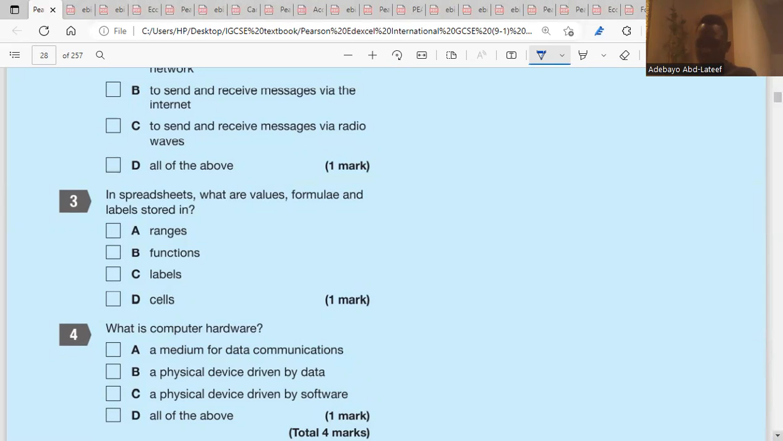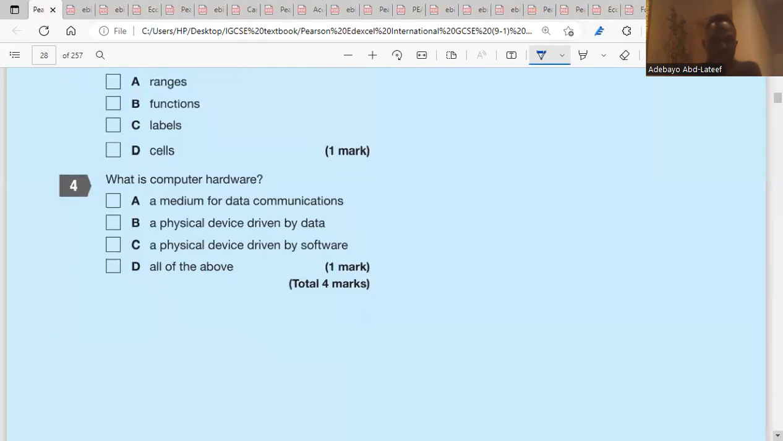What's a computer hardware? A medium of data communication, a physical device driven by data, a physical device driven by software. C. Yeah, a physical device driven by software. Thank you. So that's all about that. So that's the end of chapter 2.